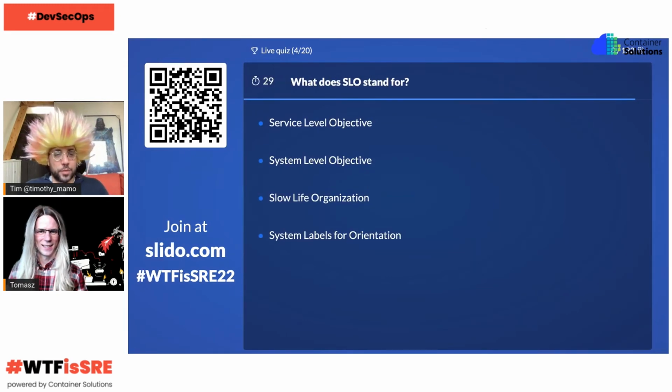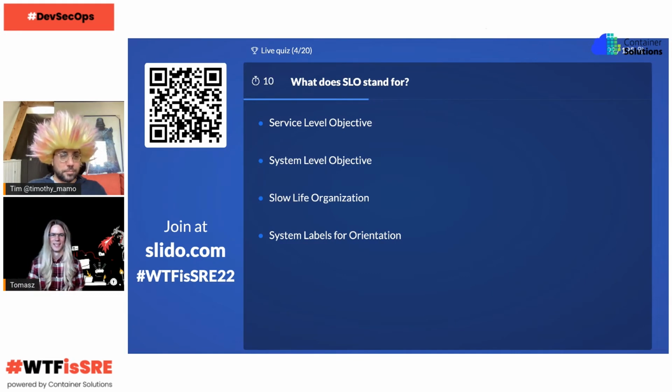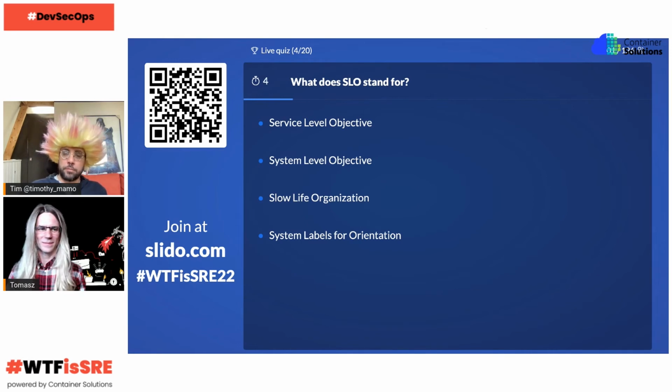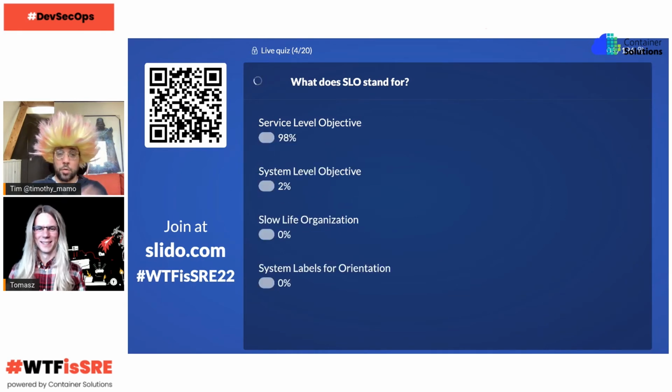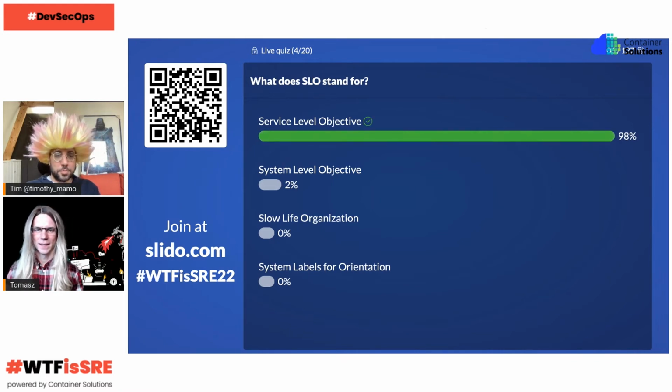What does SLO stand for? Service level objectives, system level objective, slow life organization, system labels for orientation. I'll try and say that 10 times faster. I like the slow life organization here. As a Mediterranean, I think a slow life organization perfectly fits me. Chill by the beach with a beer in hand, maybe, or some rum. And the right answer is service level objective. Indeed.